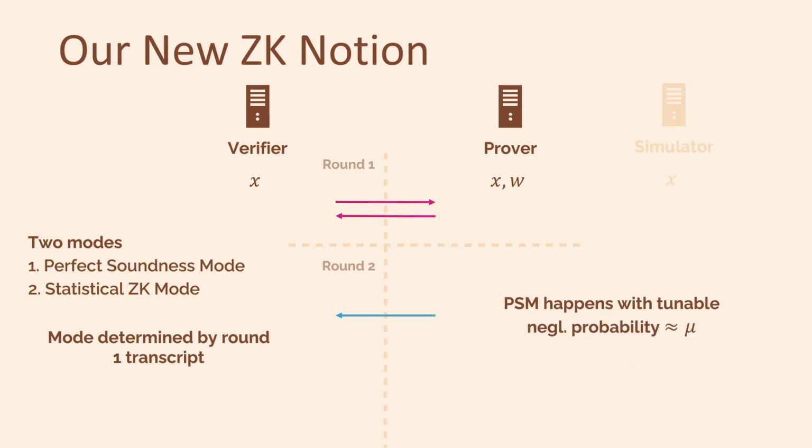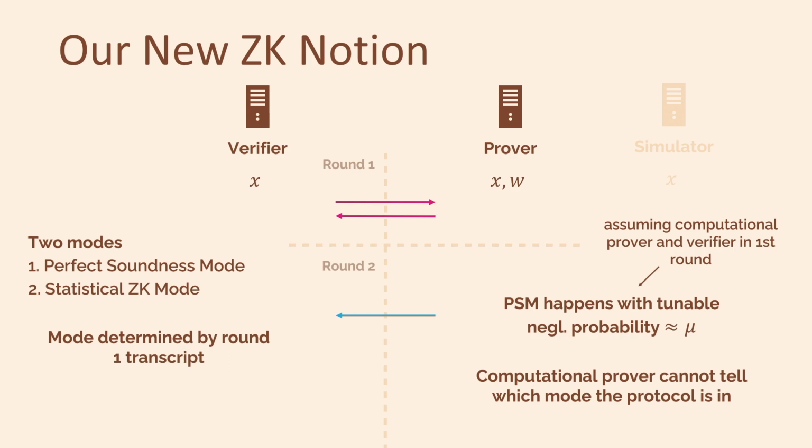And we're going to require that the perfect soundness mode happens with some tunable negligible probability mu. It'll happen with this probability assuming the prover and the verifier are computationally bounded when they generate their first round messages. And we're also going to require that a computational prover cannot tell what mode the protocol is in.